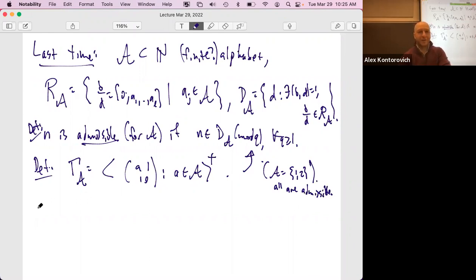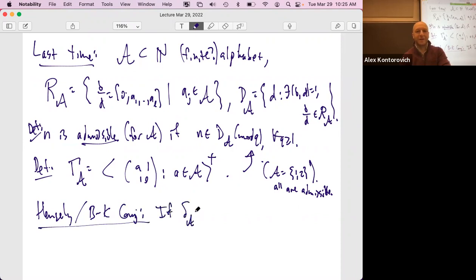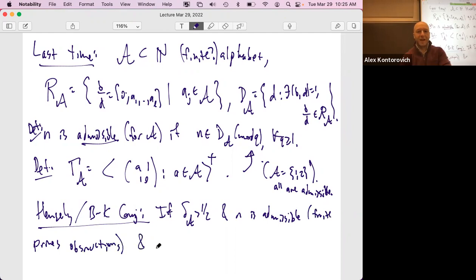And okay, so let me remind you of Hensley's conjecture. Hensley, or our modified version of his conjecture, is: if the Hausdorff dimension of this alphabet is bigger than a half, that's one obstruction at infinity, and N is admissible. That's all the local obstructions, the finite prime obstructions, and N is sufficiently large, depending on the alphabet.